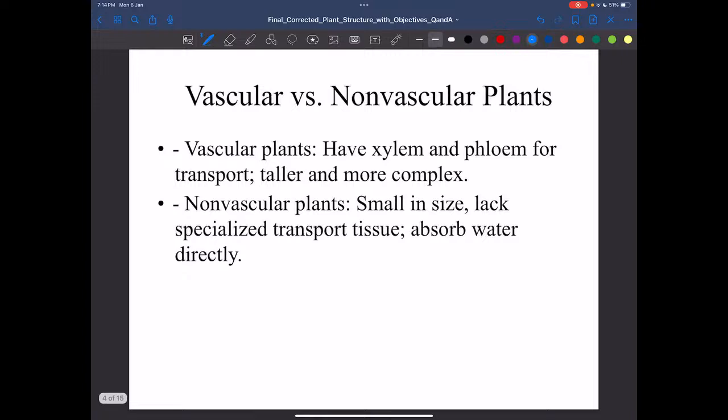Moving on, we mentioned already vascular versus non-vascular. We said vascular plants have xylem and phloem, and they are for transport, and they are usually taller and more complex. While non-vascular plants are smaller in size, they lack specialized transport tissue, and they absorb water directly. They do not have the specialized transport system like vascular plants.